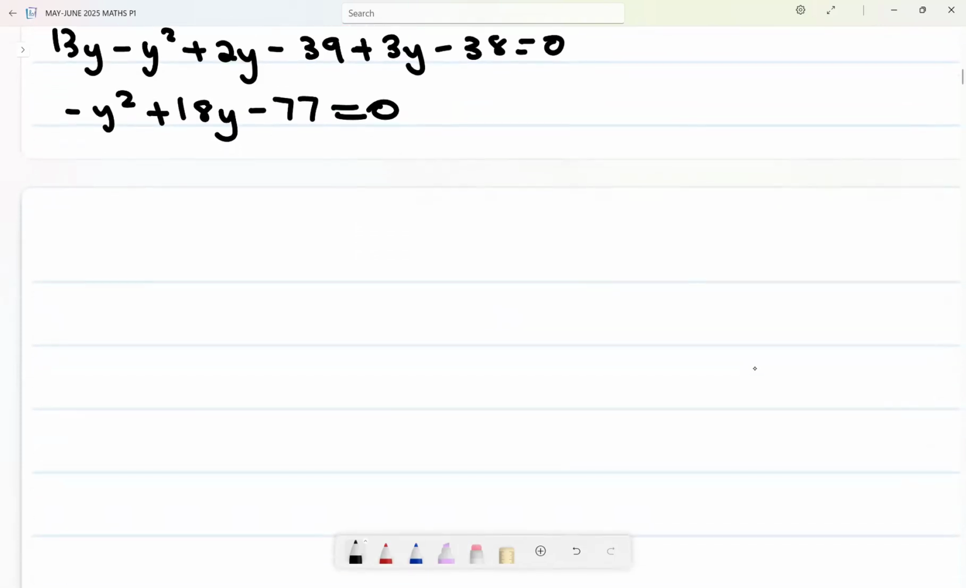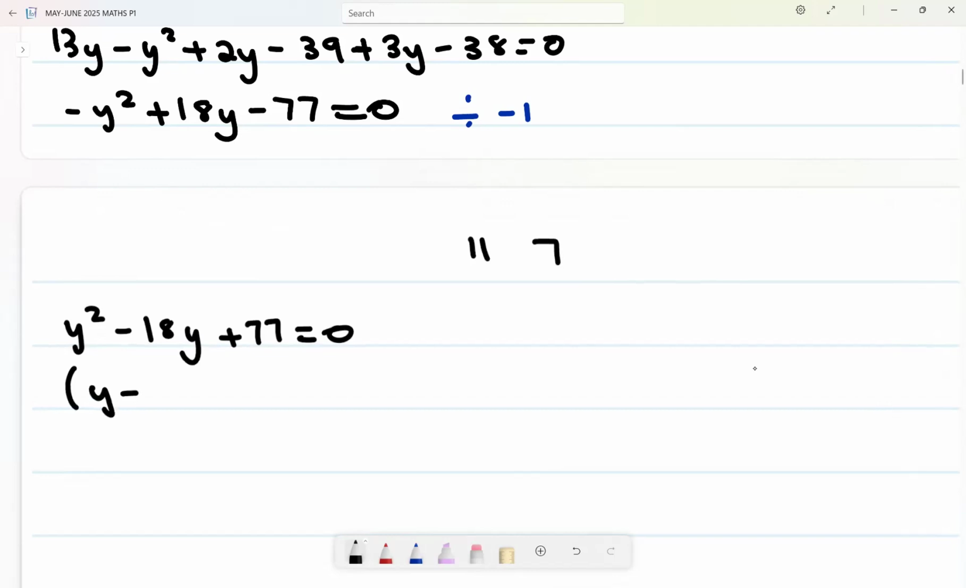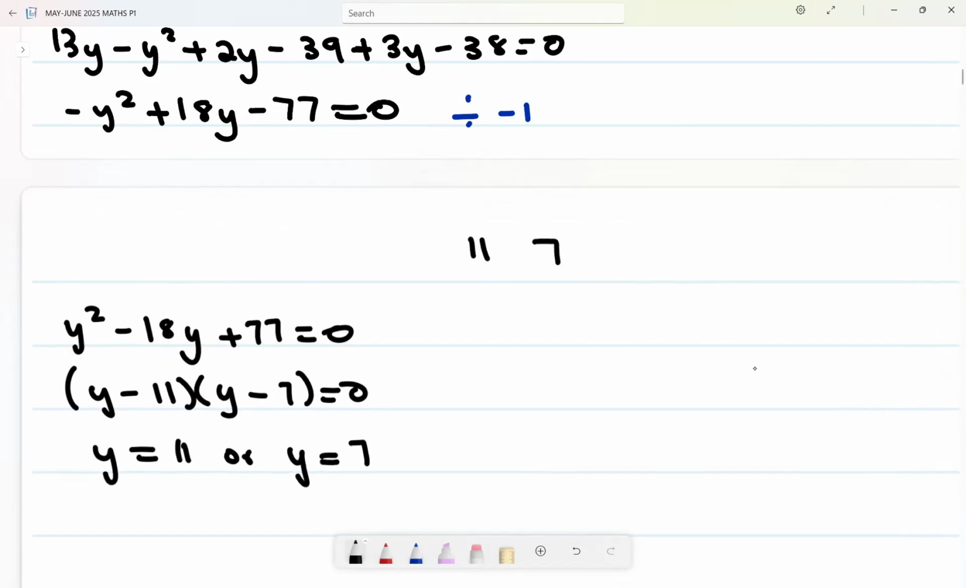And then I may take out the highest common factor here. I'm going to divide by negative 1, so that you are aware, I have y squared minus 18y plus 77. It is equal to 0. What are factors of 77 such that when I add them, they give me 18? So it's going to be 11 multiplied by 7. Again, when I add them, they give me 18. So it's going to be y minus 11, y minus 7 equals 0, and y should be equal to 11, or y should be equal to 7.